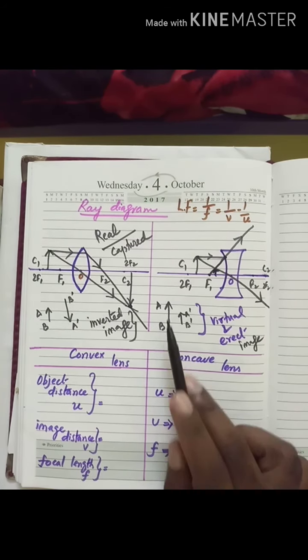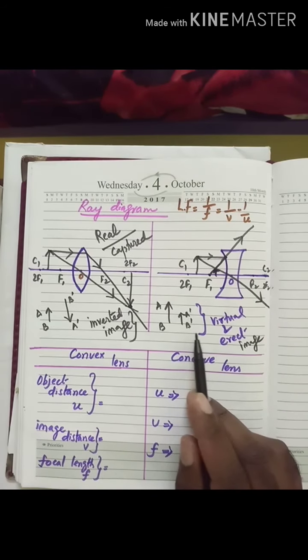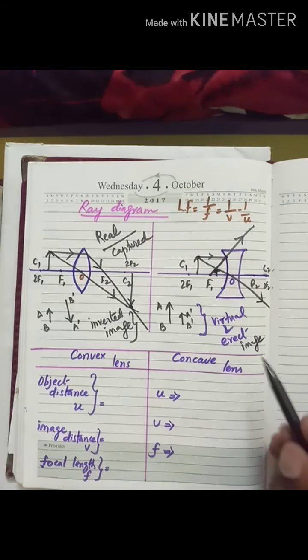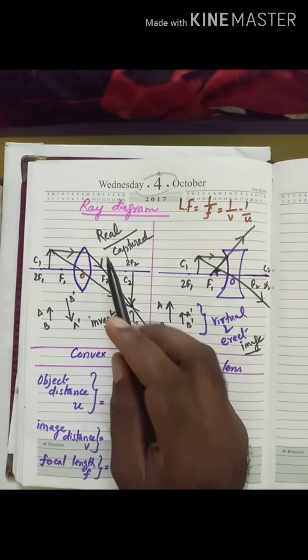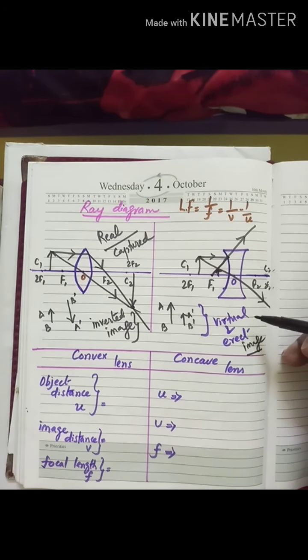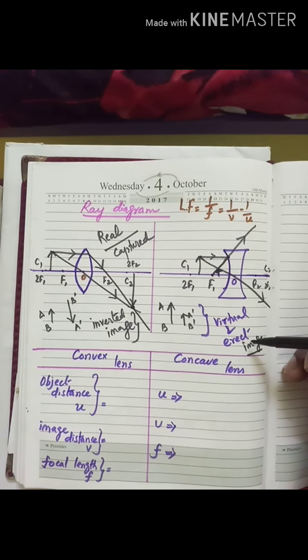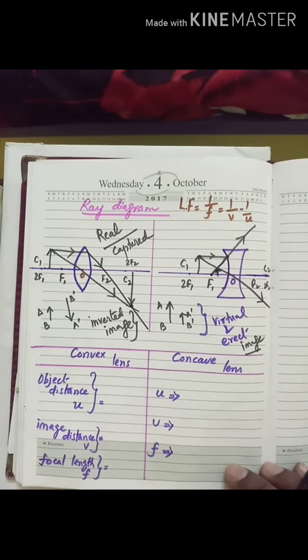The image will be similar to the object, not in an inverted position, and that is called an erect image. So a convex lens always produces a real and inverted image, whereas a concave lens will always produce a virtual and erect image. This is the nature of the image of both lenses.